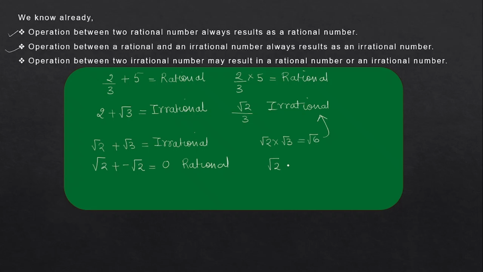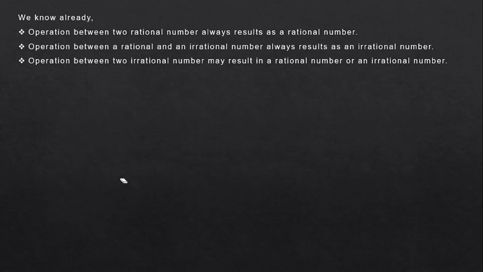But if I have root 2 and 2 root 2, both are irrational numbers, but when multiplied together they result in 2 twos are 4, which is a rational number. So a very, very important understanding here: operation between two irrational numbers may result in a rational number or an irrational number. This one statement is asked several times in the exams. Okay, so let us move further.